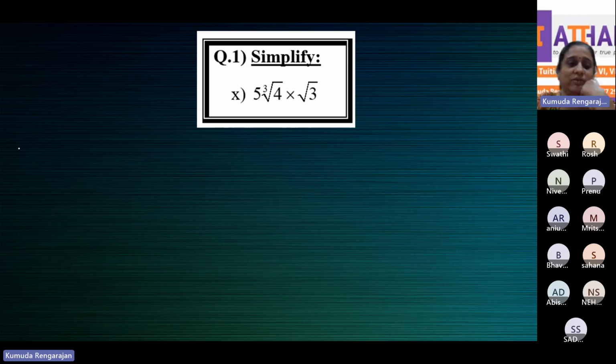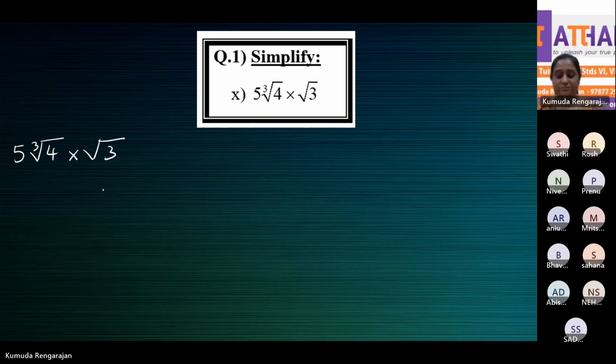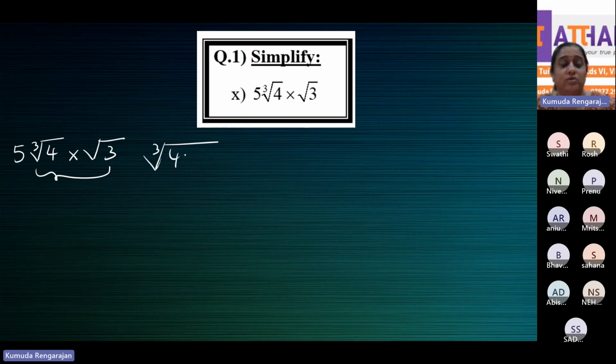So see here, how do we do this? 5 into cube root of 4 into square root of 3. Now you cannot write this as cube root of 4 into 3. You cannot write it like this because this is cube root, this is square root. So you cannot write cube root of 4 into 3 because this is under the square root.